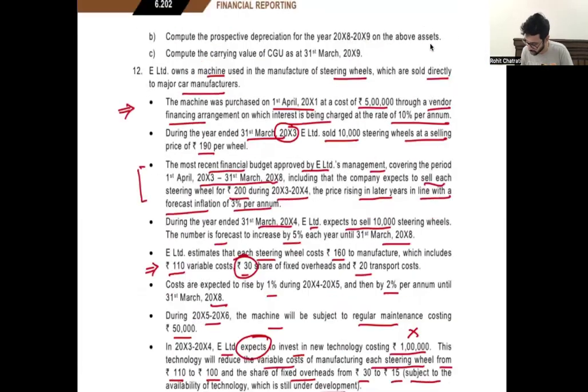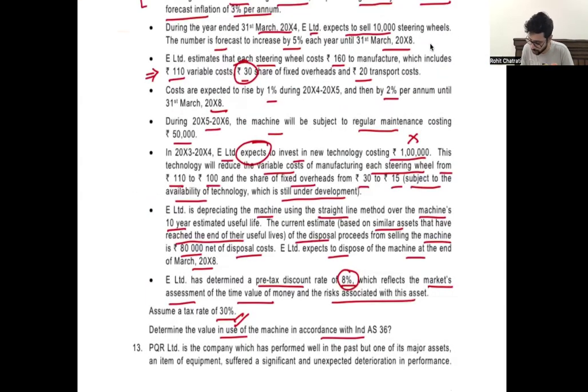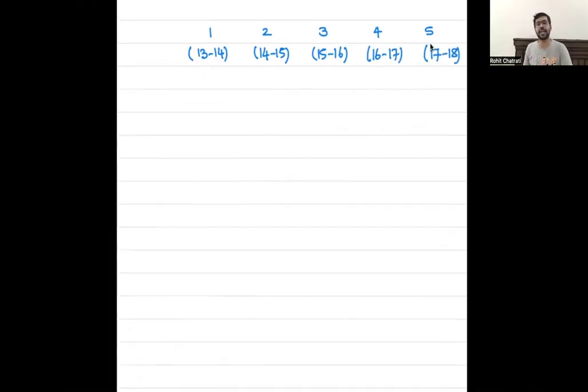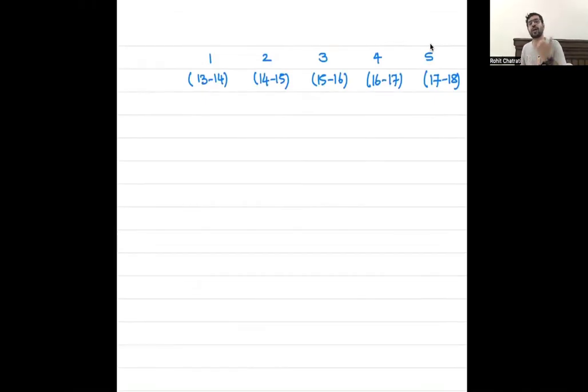I have year one, year two, year three, year four, and year five. Year one will be 13, 14. Year 2 will be 14, 15. Year 3 will be 15, 16. Year 4 will be 16, 17. And year 5 will be 17, 18. On 31st of March 2018, I plan to sell off the asset and therefore I have cash flows only until year 5.